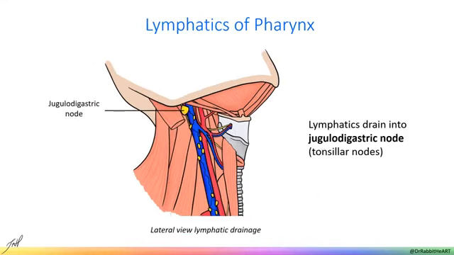Lymph from the pharynx is drained to the jugulo-digastric nodes, sometimes called the tonsillar nodes, which are located just inferior to the angle of the mandible, as indicated in this diagram.